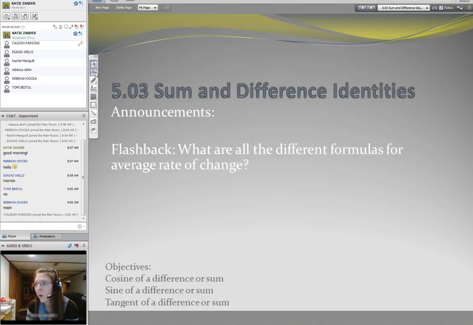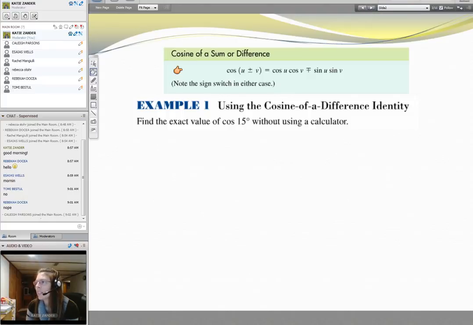We are learning some more identities. This time we're learning about the sum and difference identities. So right off the bat, you're going to want to add some stuff to your notes or to that poster that I told you guys you should probably create for your workspace with all the other identities that we've had so far. This one is the cosine of a sum or difference.